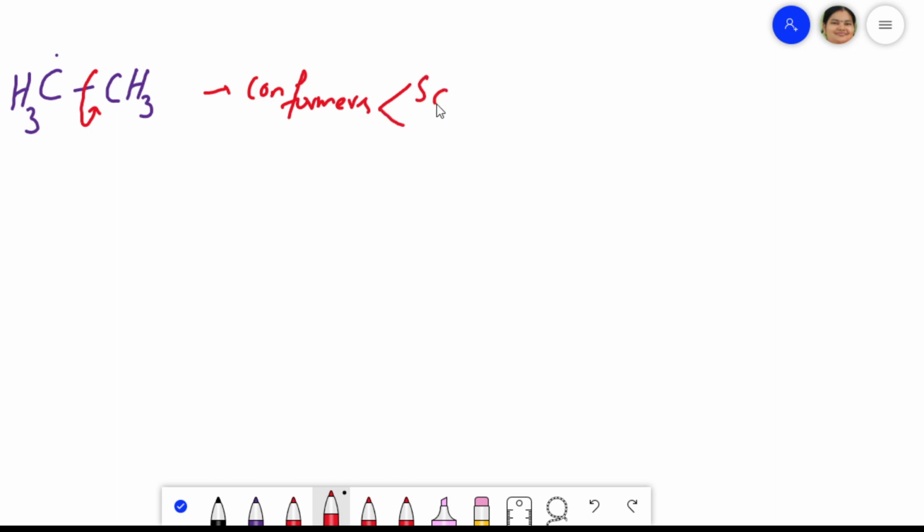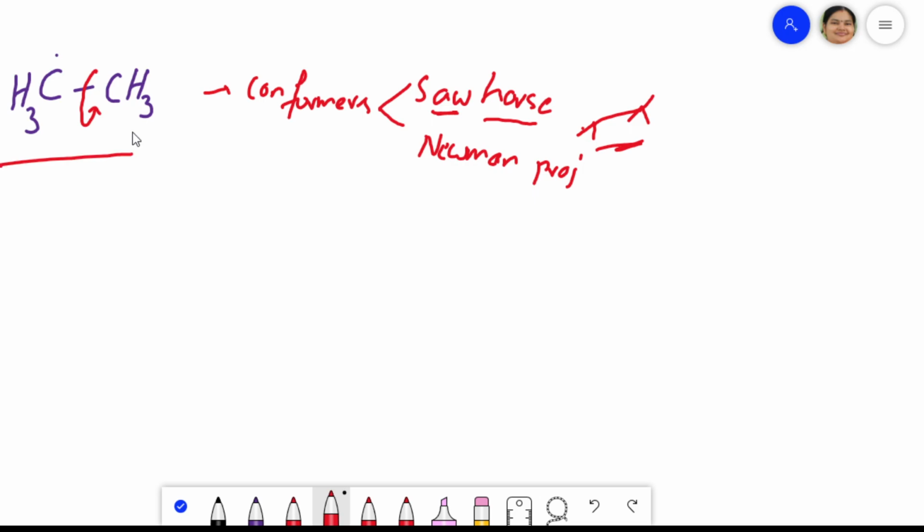One is the Sawhorse. What do you mean by saw? Saw is the past tense of see. Horse is the regular horse, and you know how a horse looks. I'm trying to make it look like that, the head of it, and you have seen a horse, that's the Sawhorse. And the other one is the Newman projection. So you have two types. Ethane you can represent in two forms on rotating around the C-C single bond.